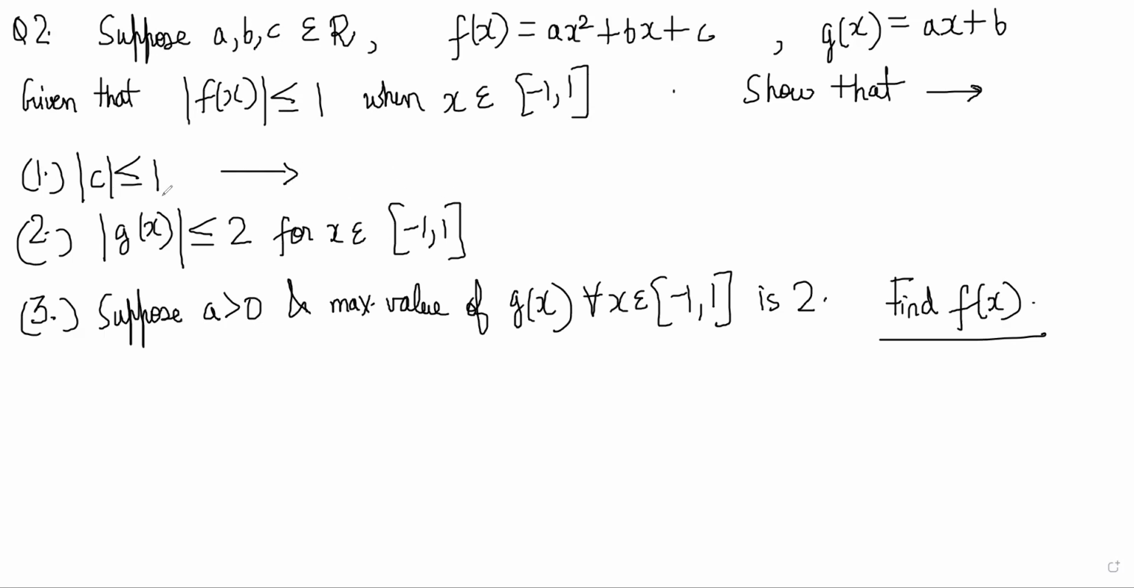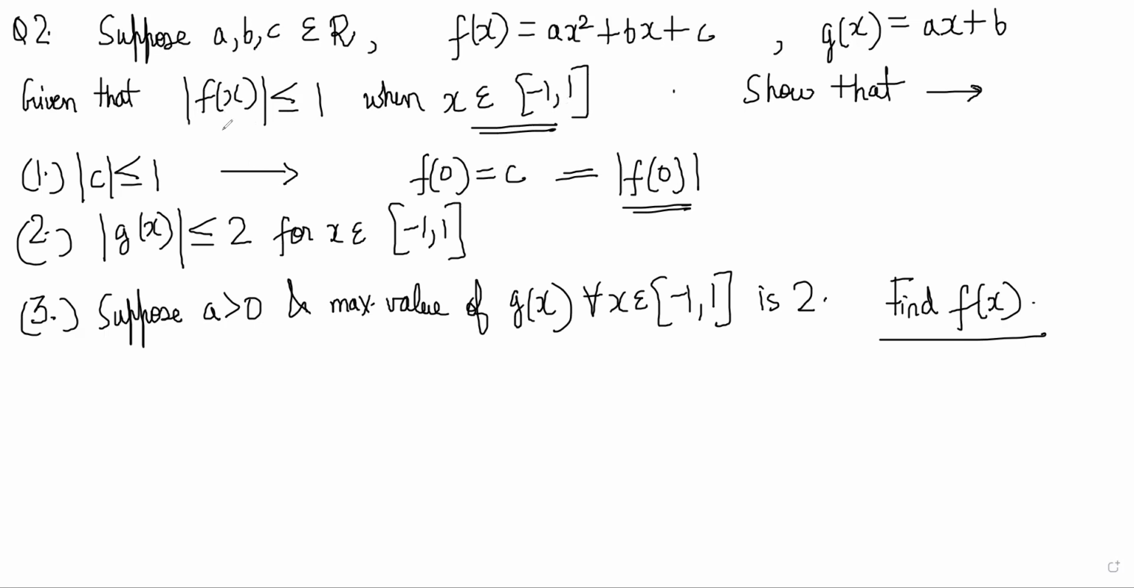Mod of C is less than or equal to 1. Technically you can see that f of 0 is equal to C, right? So if f of 0 is equal to C, mod of C is basically mod of f of 0, right? That is your mod of f of 0. And mod of f of x is always less than or equal to 1 when x belongs to -1 to 1. And here x is 0.